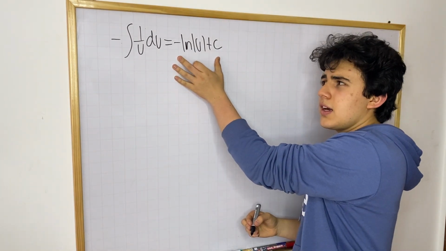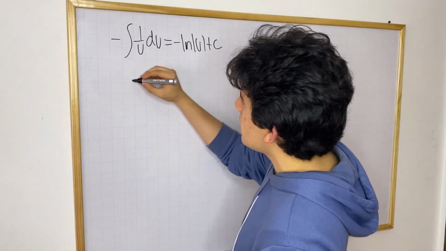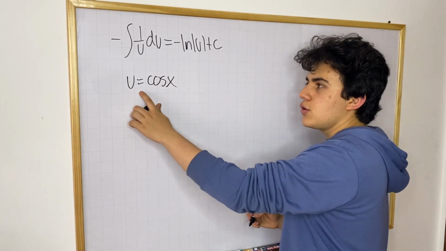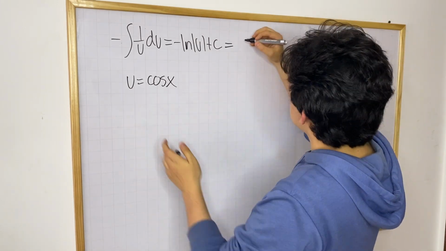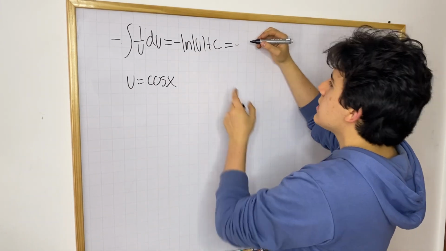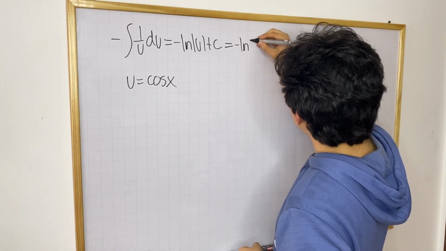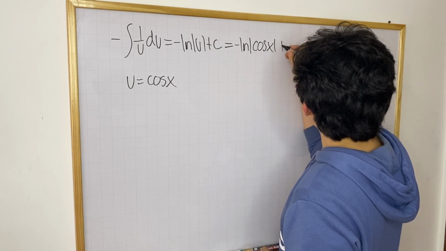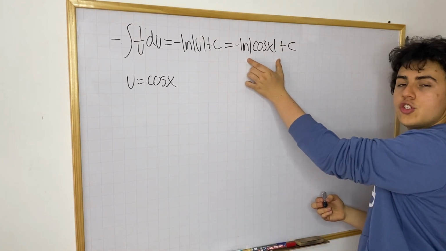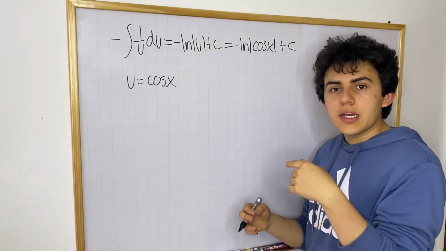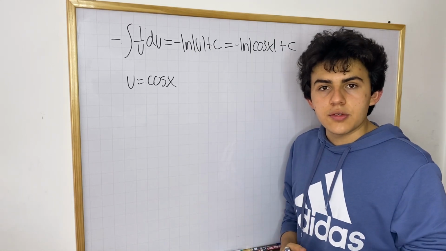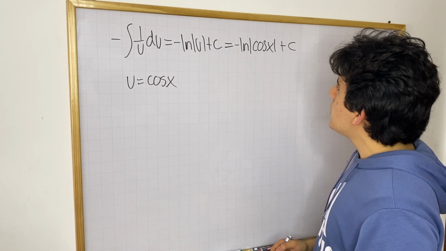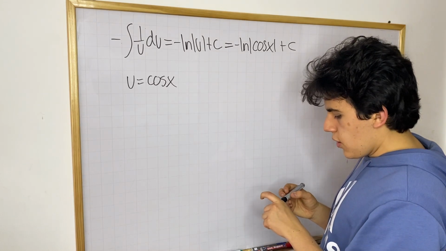Now, you could leave this as your answer, but remember that at the beginning, we said that u was equal to cosine x, okay? This was the substitution that we used. So you can simply rewrite this result as the natural log of the absolute value of cosine x, plus c, okay? Now you can differentiate this and you will see that you get back to our original function, okay? So that's been the entire thing, and I hope that you learned something.